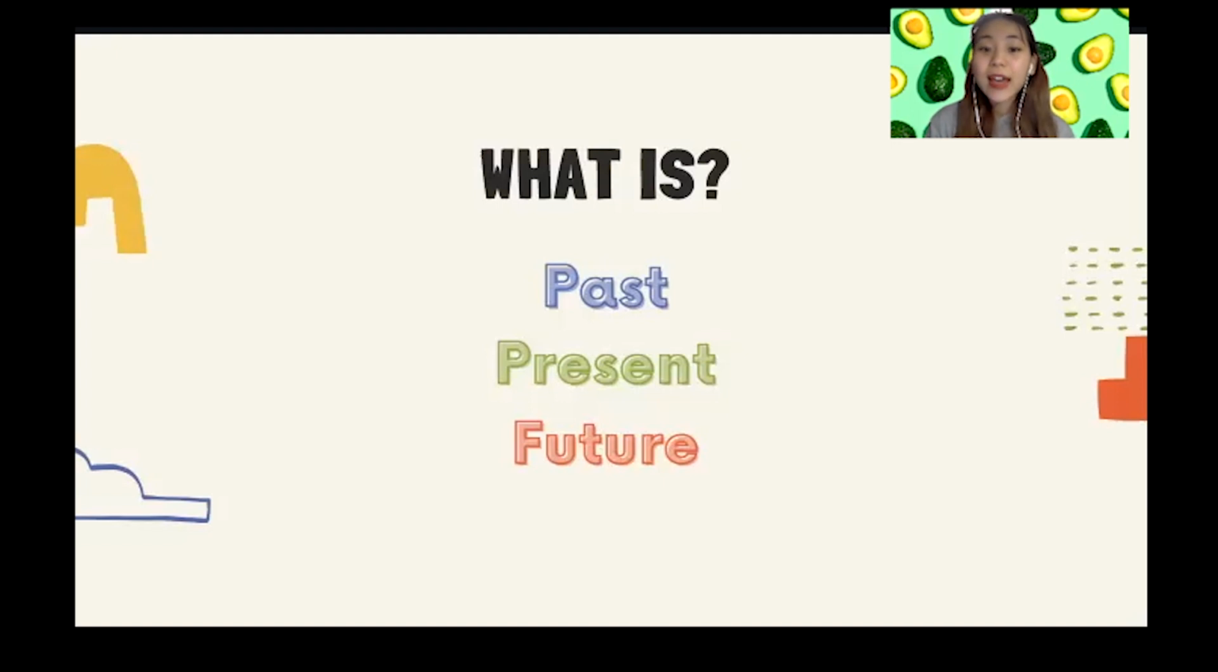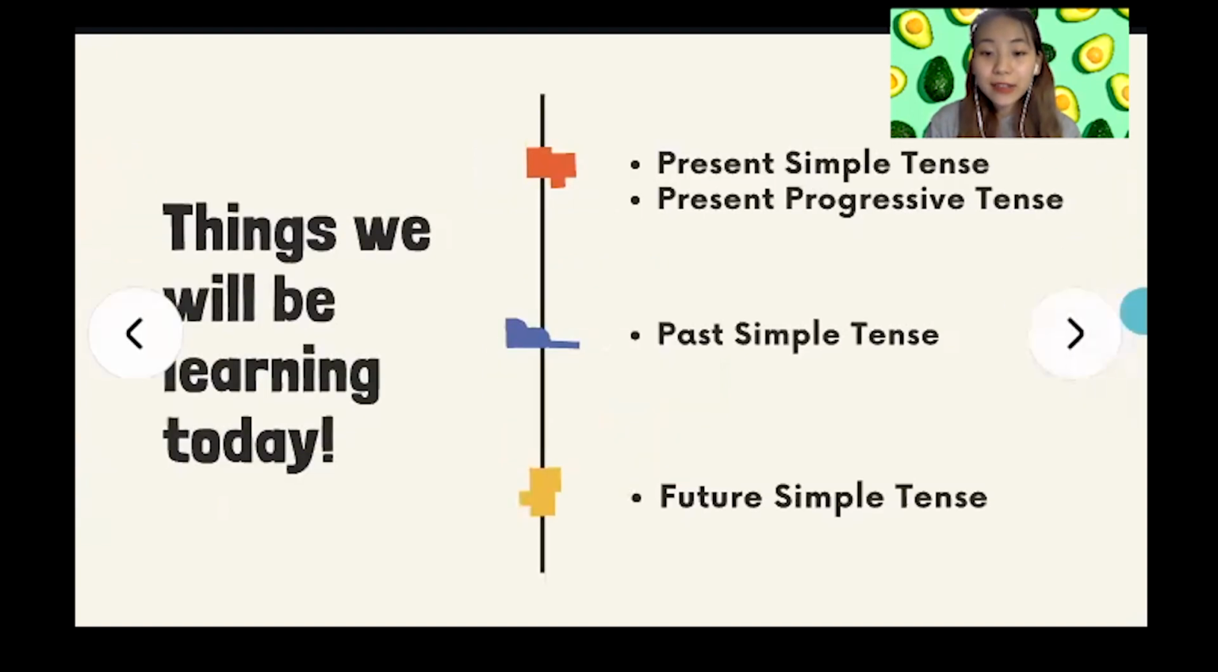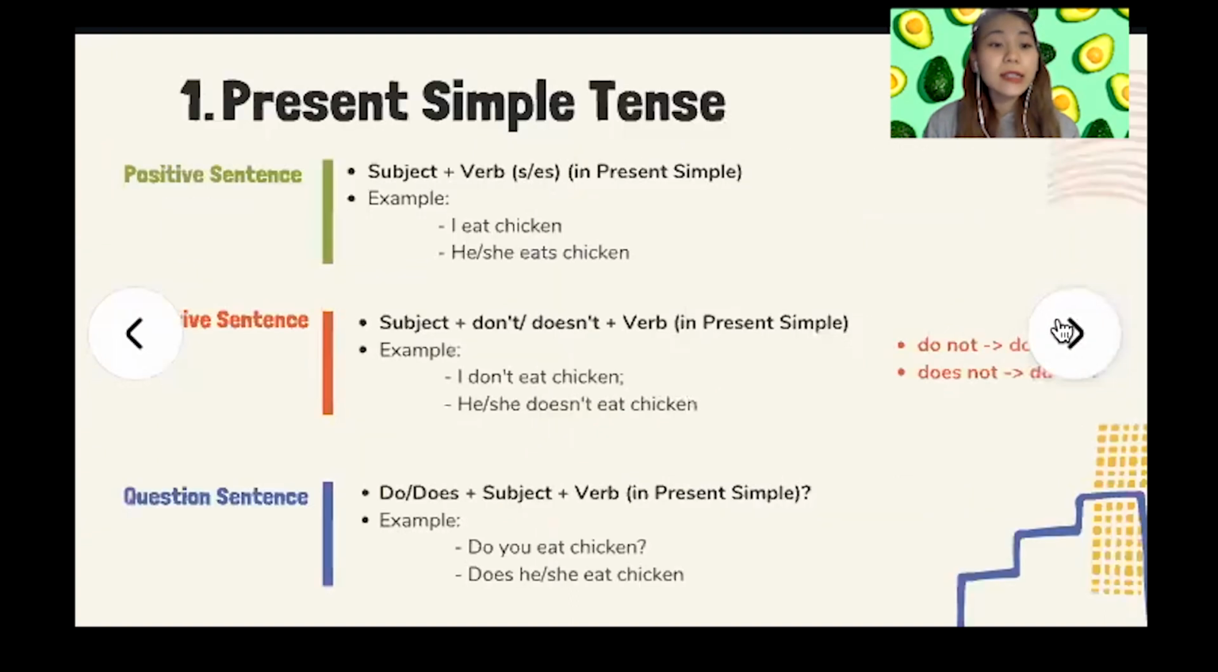Okay? Now, let's see what are the things that we will be learning today. There are 12 tenses in total, but today we will learn the first 4 easy tenses. They are present simple tense, present progressive tense, past simple tense, and future simple tense. Now let's go to our first tense, which is the present simple tense.